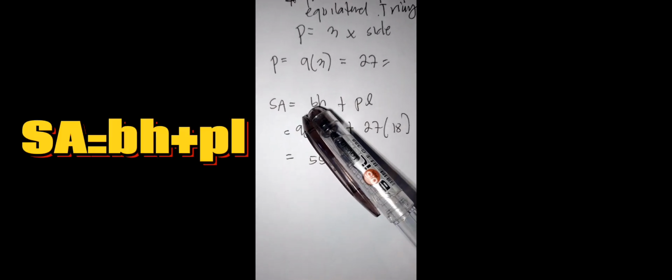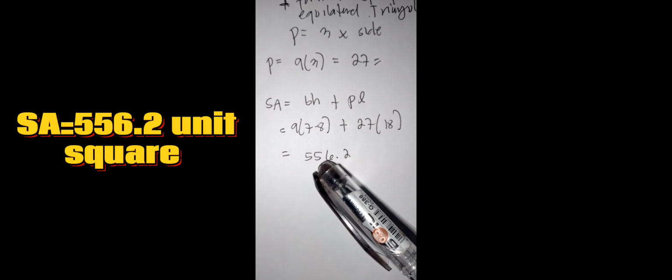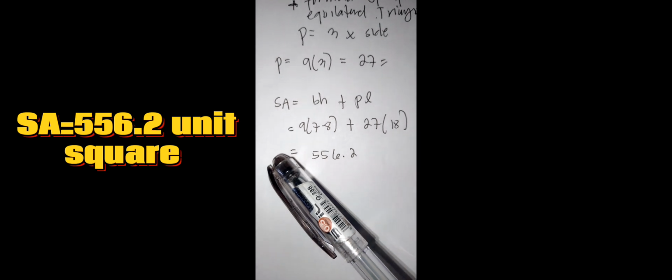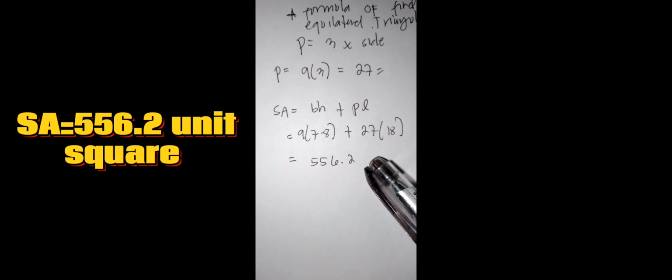Surface area is equal to base times height plus perimeter times length. So the value of our B is 9, and the value of our height is 7.8, plus the value of our P, or the perimeter, is 27, and the value of our length is equal to 18. Then we just have to add it all, and the result is 556.2, and that's our surface area, 556.2 square units.